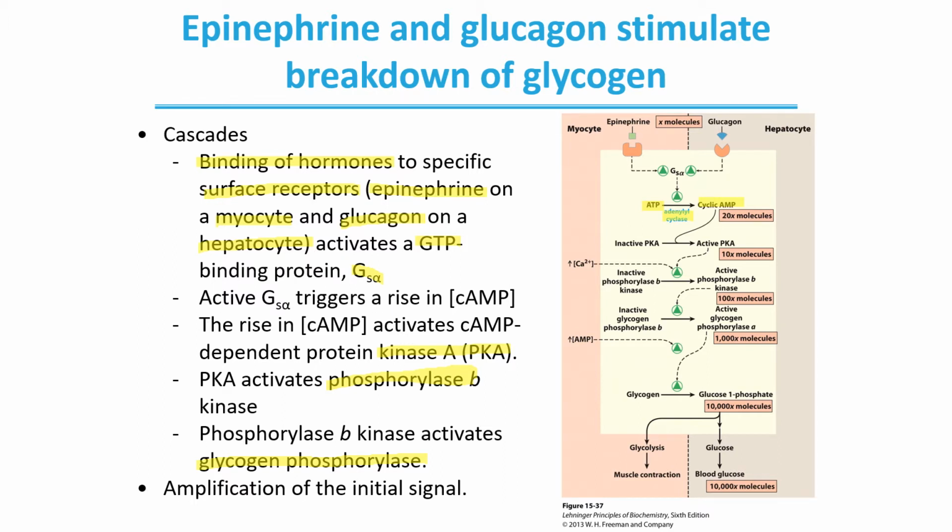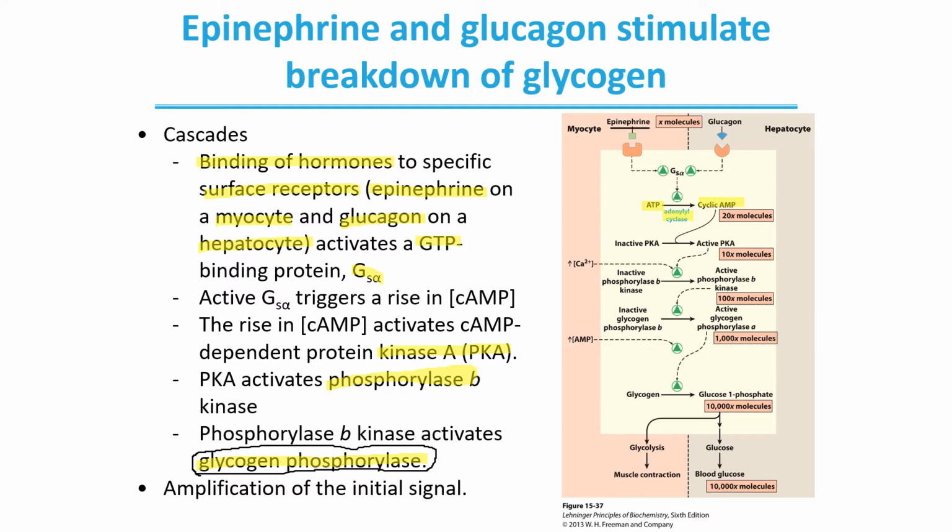One reaction activates another reaction, and the product again activates another reaction. Our main concern, or our main enzyme, is glycogen phosphorylase. That is the actual enzyme of the glycogenolysis pathway. So this is what we are trying to activate, and it is done with the help of these two hormones, epinephrine and glucagon.